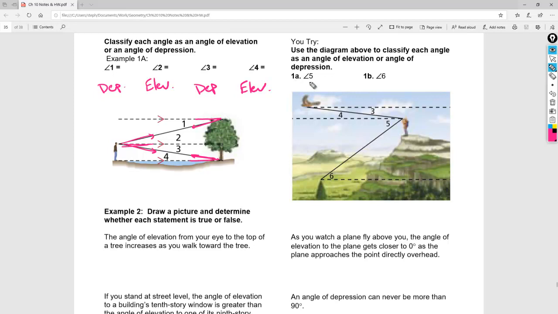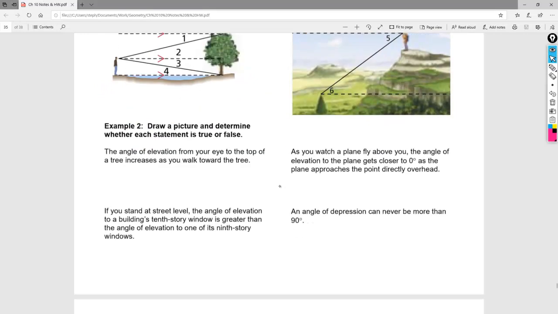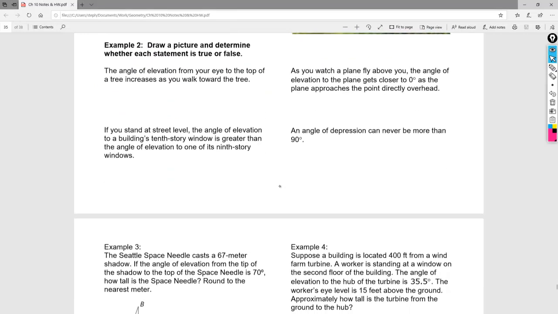Alright, so angle 5 is going to be an angle of depression. Angle 6 is going to be an angle of elevation. Okay, so 5 is extending downwards, 6 is extending upwards. That's essentially the difference here. Alright. So let's draw a picture for this and then just true or false.